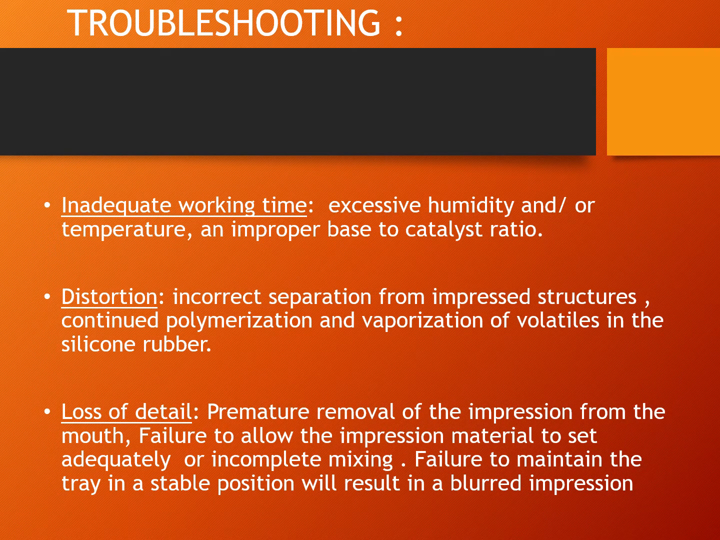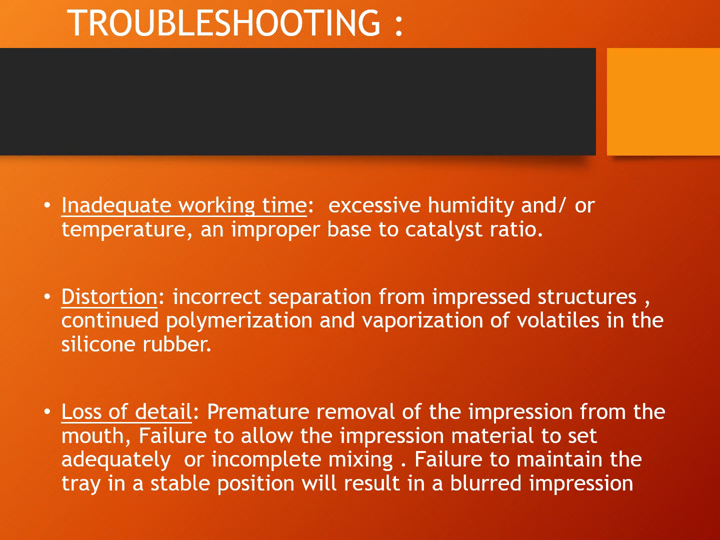Coming to the issues faced during the manipulation of condensation silicones. The first one is inadequate working time, which is due to excessive humidity or temperature and an improper base to catalyst ratio. The next issue is distortion, which may be due to incorrect separation from the impressed structures. An impression can also become distorted if there is inadequate support of the impression after removal from the mouth. And possible shrinkage may result from continued polymerization and vaporization of the volatiles in the silicone rubber. That is due to the condensation reaction.